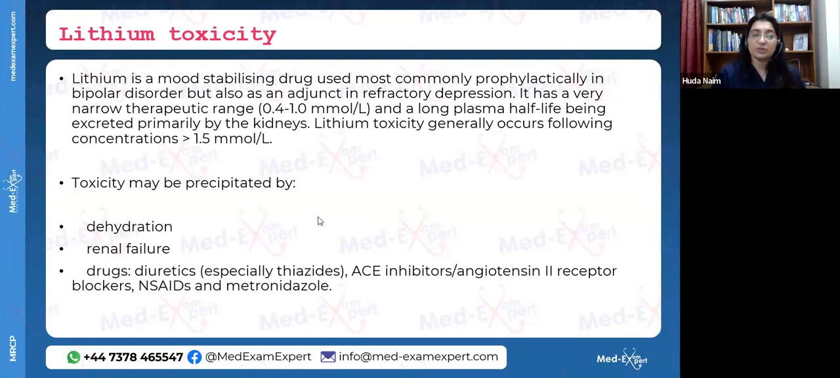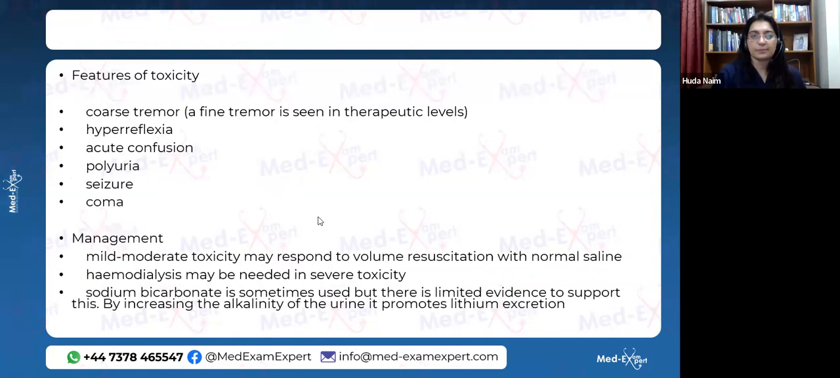It is used as a mood stabilizer in bipolar disorder, so very commonly used, but at the same time it has a very high side effect profile just because it has a very narrow therapeutic index. So if the patient is dehydrated, if there's renal failure, if the patient is on diuretics, thiazide, ACE inhibitors, NSAIDs, all of them can lead to toxicity. Okay, very important to remember this.